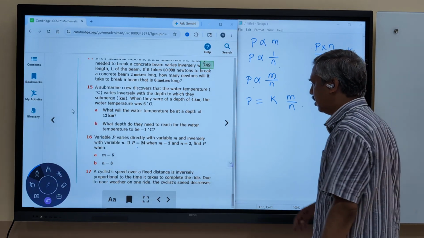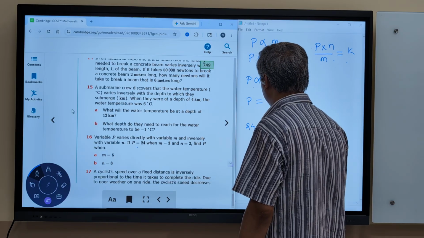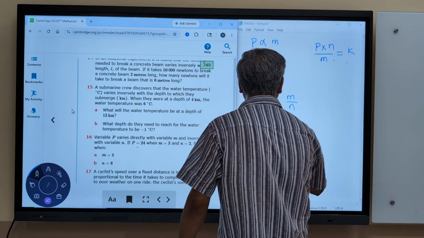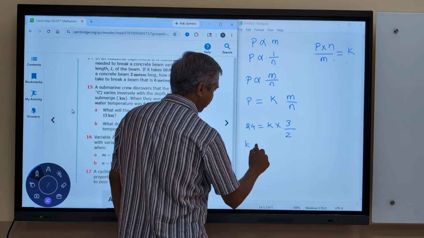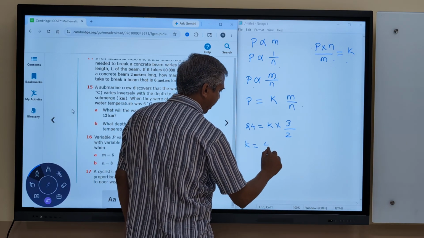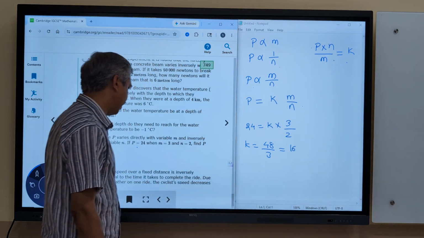When p is equal to 24, m is equal to 3, n is equal to 2, the initial value is given. So 24 is equal to k into the value of m is 3 divided by the n is 2. Cross multiply, you will get k is equal to 2 into 24 upon 3 is equal to 16. So k is equal to 16.